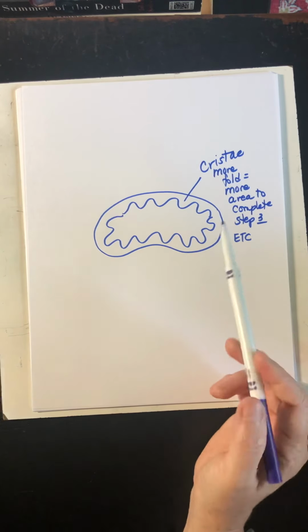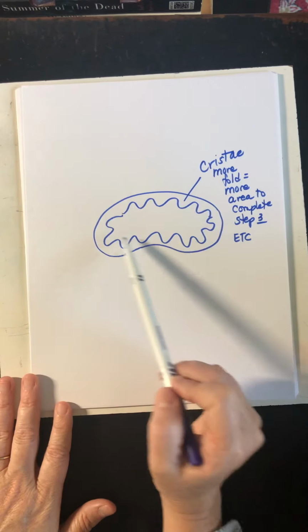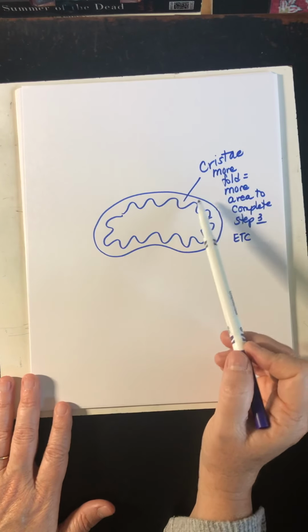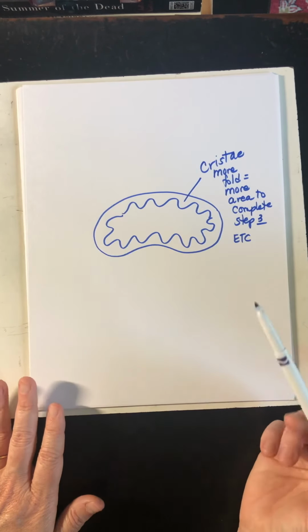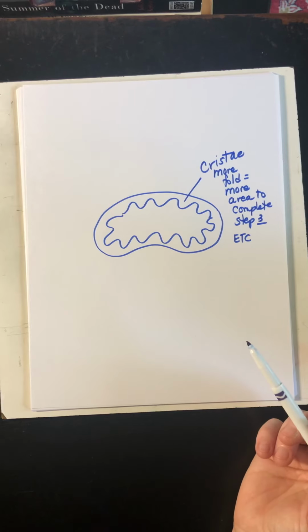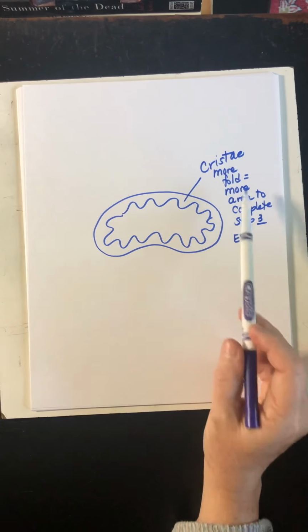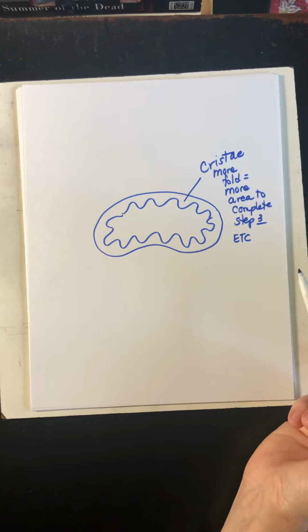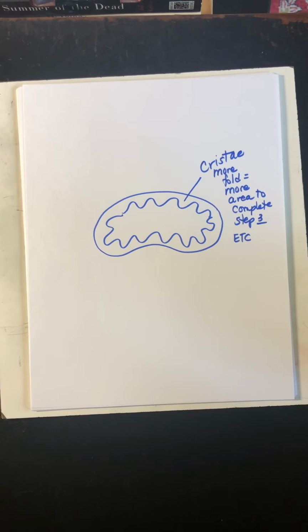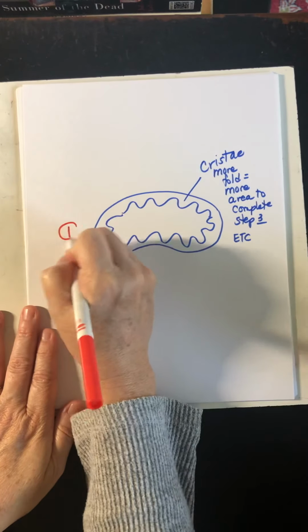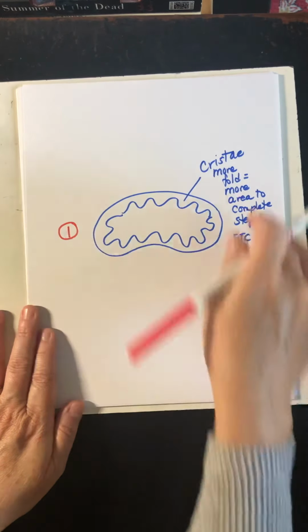People who have diseases where there's not a lot of cristae tend to be very tired. It's called mitochondrial disorder, and it's because they just don't have a lot of surface area to finish that final step. So I'm going to briefly show you where each step happens, and then I'm going to break down each step for you. Step 1 happens outside of the mitochondria.